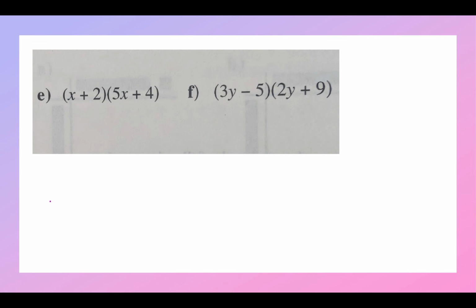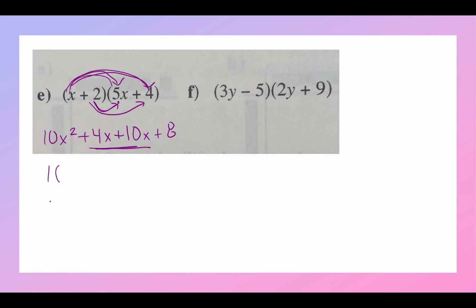Okay, moving on, it gets a little bit harder, but we're still doing the same thing. We're still using FOIL, so first, outside, inside, last. So you take the x and distribute it through, then we're going to take the 2 and distribute it through. So we'll get 10x squared from the first one, plus 4x, plus 10x from the inside terms, plus 8 from the last. Again, collect your middle terms. So 10x squared plus 14x plus 8.